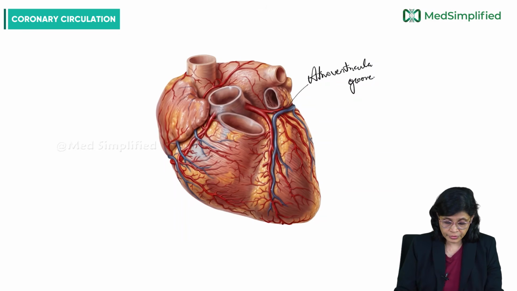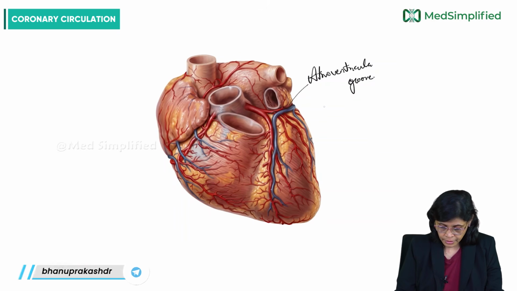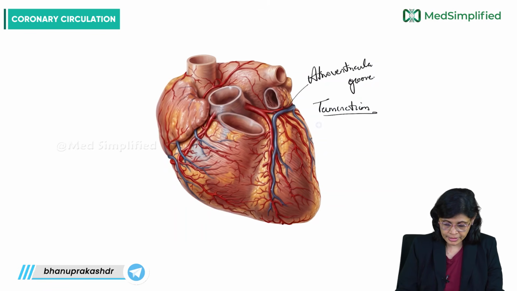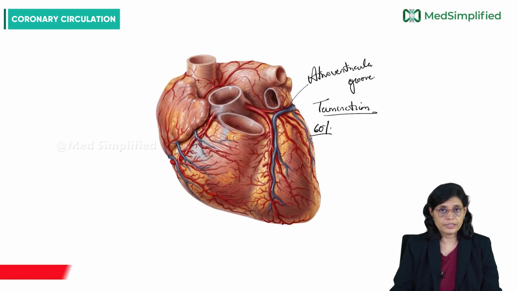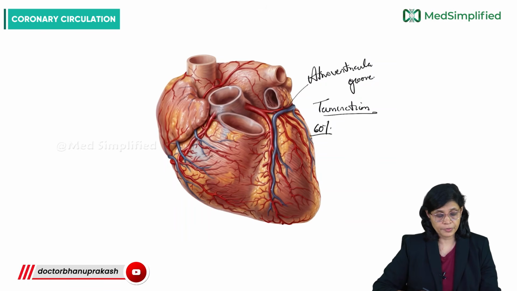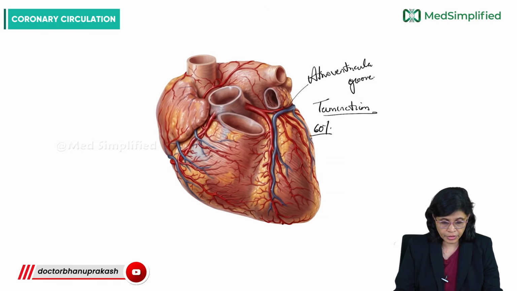So here we have to remember that the termination of the right coronary artery happens in different ways. In about 60% of cases, we see it terminating at the crux by anastomosing with the circumflex branch of the left coronary artery.